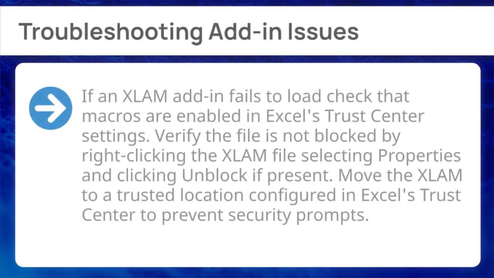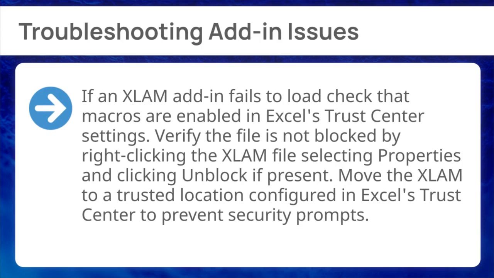Finally, troubleshooting add-in issues. If an XLAM add-in fails to load, check that macros are enabled in Excel's Trust Center settings. Verify the file is not blocked by right-clicking the XLAM file, selecting Properties, and clicking Unblock if present. Move the XLAM to a trusted location configured in Excel's Trust Center to prevent security prompts.